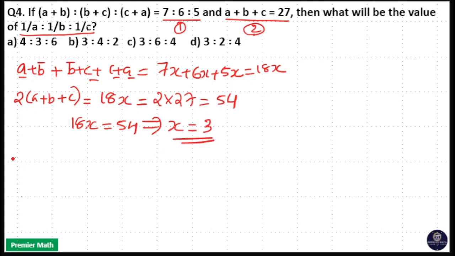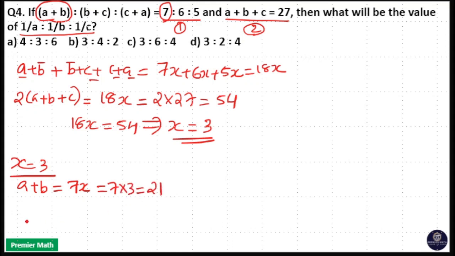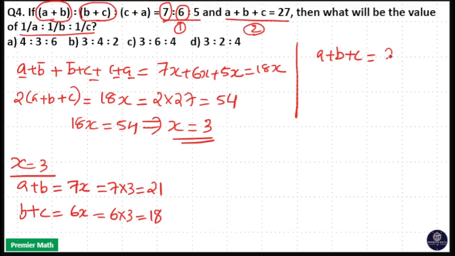So when you put x is equal to 3 in the equation number 1, the term a plus b will be 7x. That is a plus b is equal to 7x is equal to 7 into 3, 21. Same way the term b plus c will be 6x. That is 6 into 3 is equal to 18. And here we have a plus b plus c is equal to 27. That is the equation number 2.